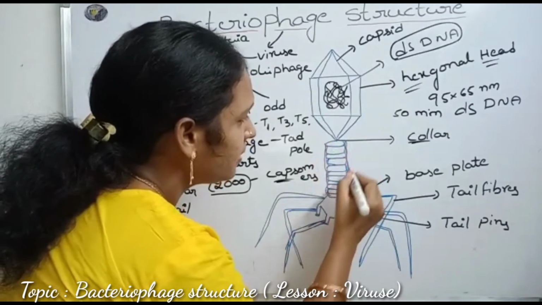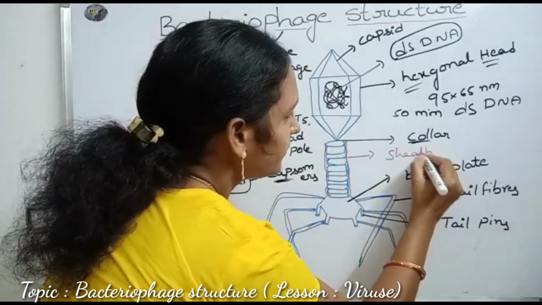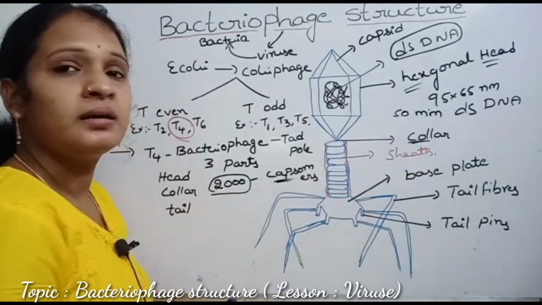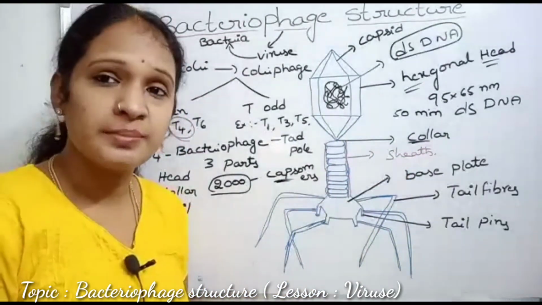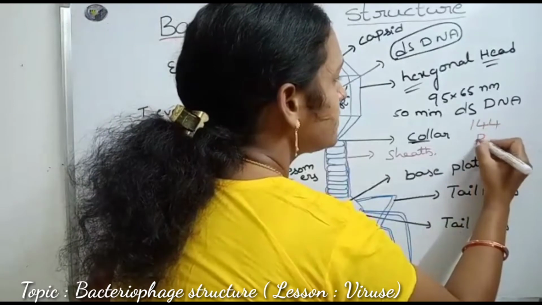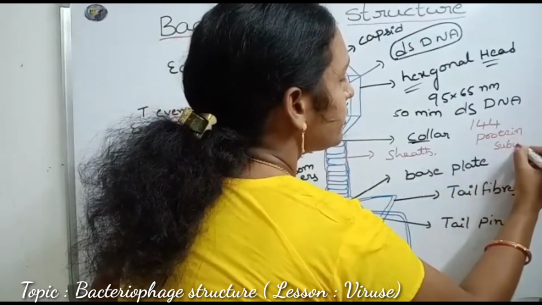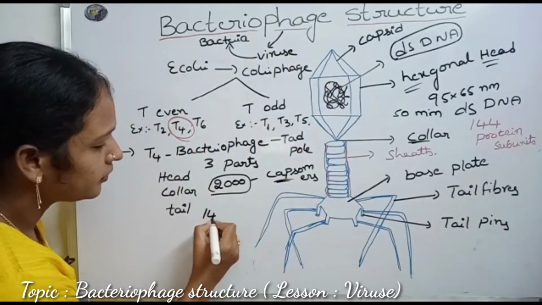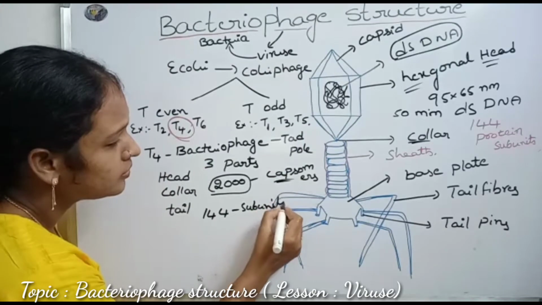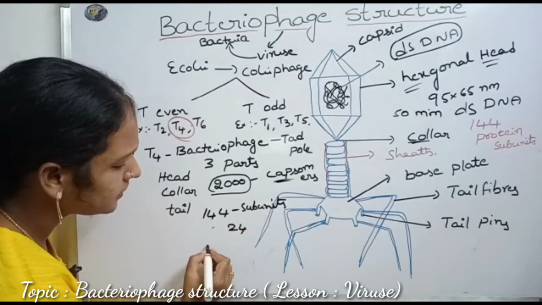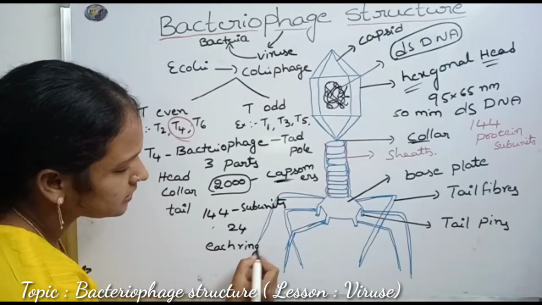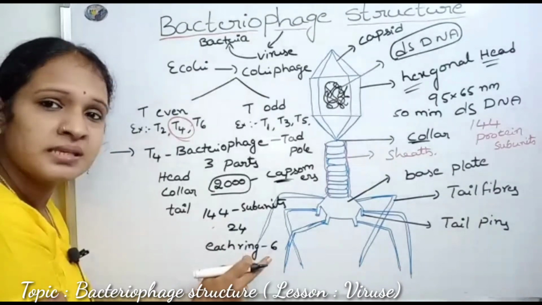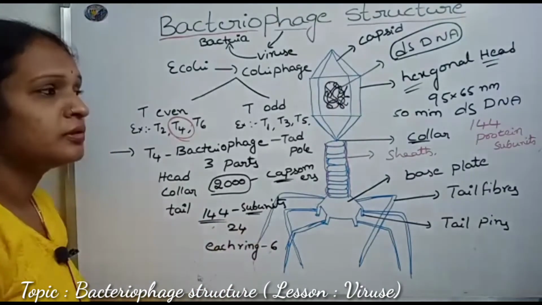This collar is covered by a proteinous sheath. This sheath protects the head part and covers the collar, and it consists of 144 protein subunits arranged in 24 rings. Each ring consists of 6 subunits. Totally there are 144 subunits.